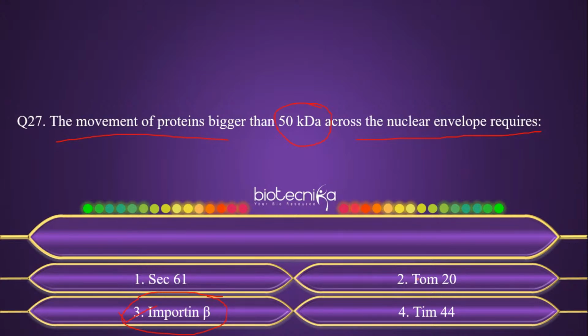So the correct answer over here is importin beta. Yes, very good, Devanshi. Now, if this is the correct option, why do you consider the other three options as incorrect? See, you can easily eliminate these two options. Why? Because this is the translocon present in the outer mitochondrial membrane. And this is the translocon that is present in the inner mitochondrial membrane.